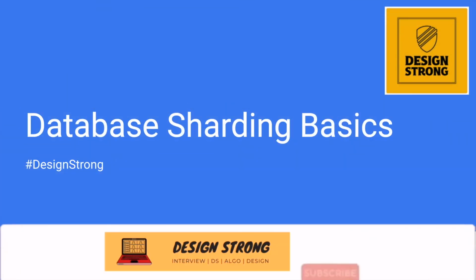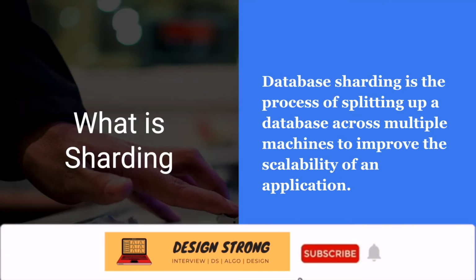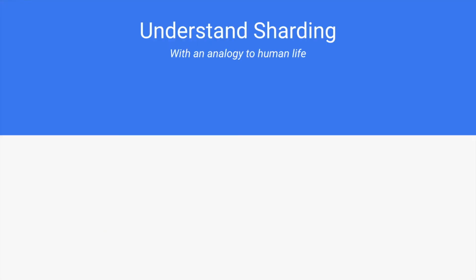Database sharding is the process of splitting up a database across multiple machines to improve the scalability of your application. Okay, let's try to understand database sharding with an example.